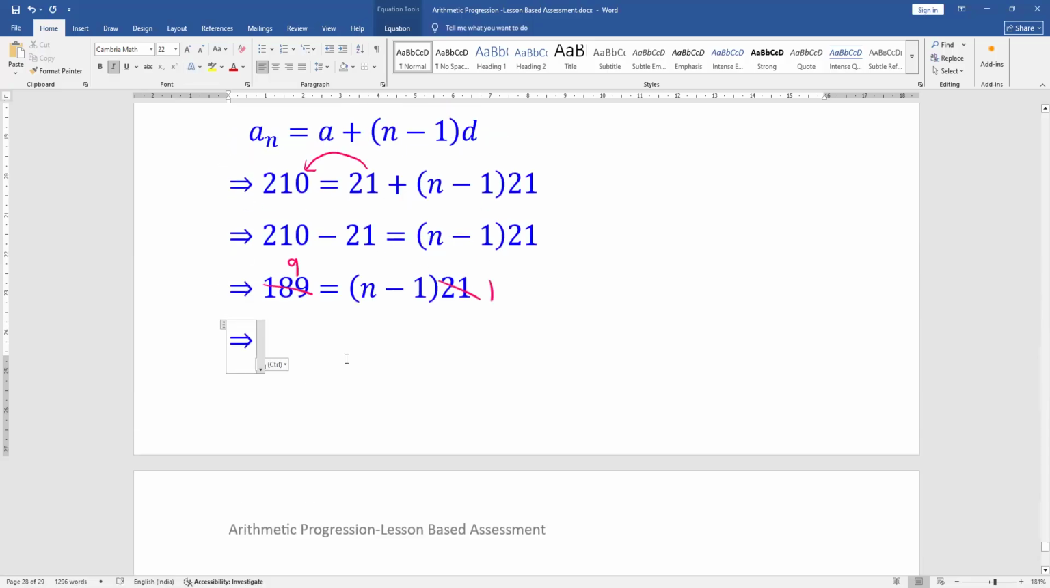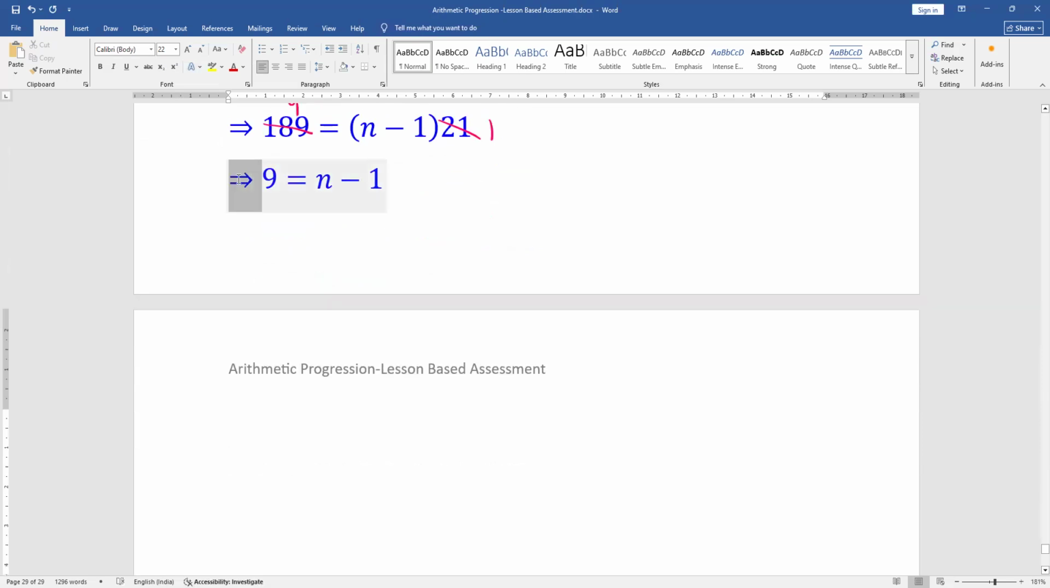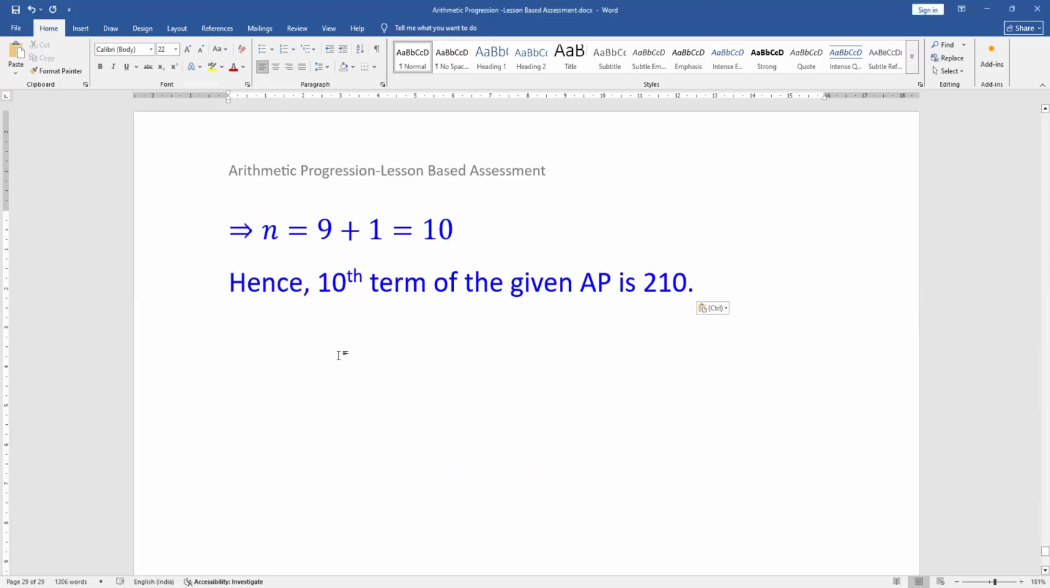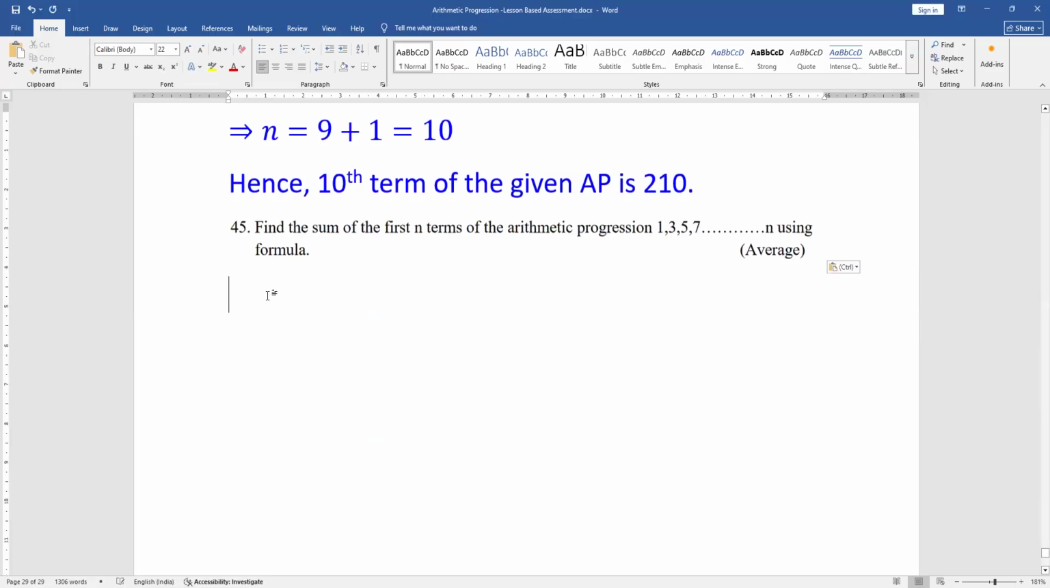So 9 equals n minus 1. Moving the minus 1 to the other side, it becomes plus 1. That is 9 plus 1, which will be equal to 10. So n equals 9 plus 1, which is equal to 10. Right people? Hence the 10th term of the given AP is 210. Next I move on to the 45th question.